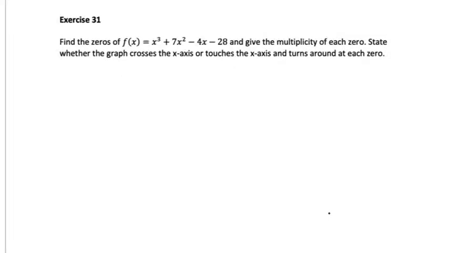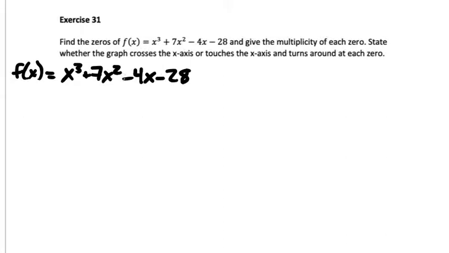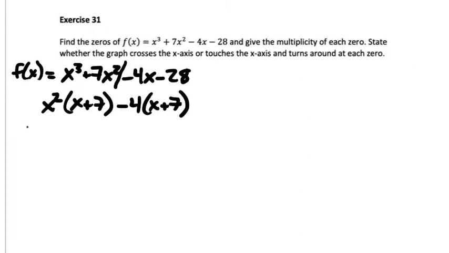Lastly, we're going to look at exercise 31. Same thing, we have to factor this first, and then we can determine the multiplicities of the zeros and then state what the graph does at those multiplicities. So my function here is x to the third plus 7x squared minus 4x minus 28. Now this problem is going to be something that I factor using grouping. So split into two groups, factor out x squared from the first pair, and that leaves x plus 7, minus 4 from the second pair, also with x plus 7.